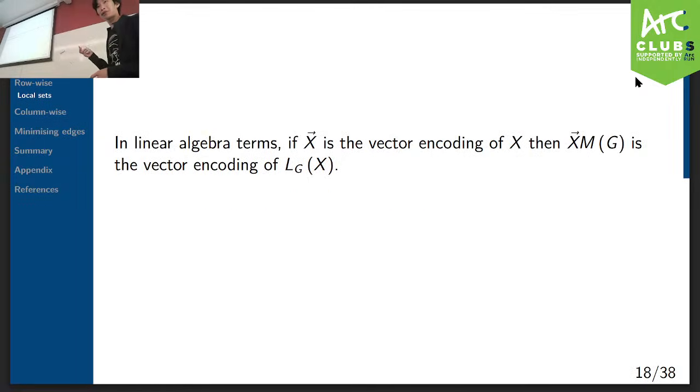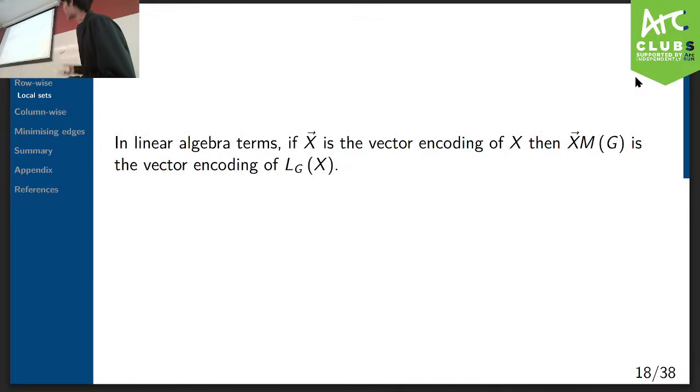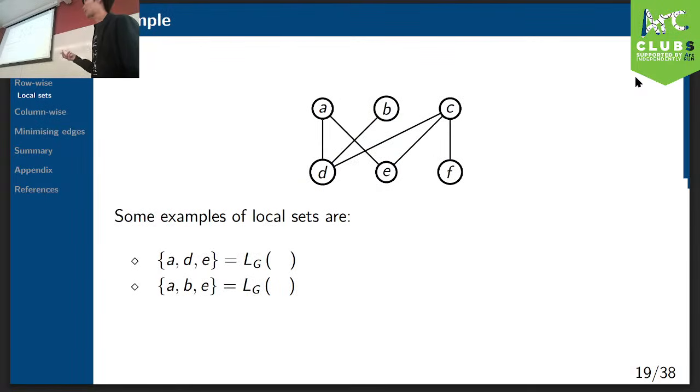And you may see where I'm going with this, because previously we defined the graphic presentation where the rows are basically the closed neighborhoods. And now we're defining this function L of G, which is the symmetric differences of closed neighborhoods. In fact, I'll go over that later. Okay, just as an example, I'll show why these two sets are local sets.